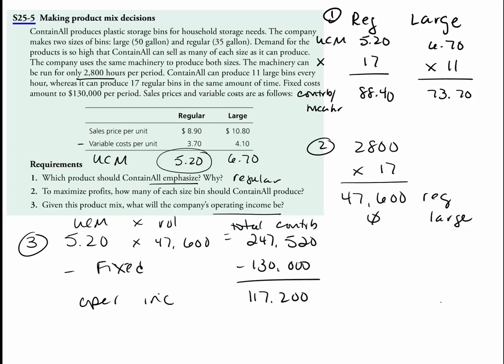You could have done the sales price times 47,600 minus the variable cost times 47,600 minus the fixed cost, but if you've already got contribution, you might as well skip right to that step. And then for the sales mix for a merchandiser, it's exactly the same way, except instead of hours, the constraint would be something like square feet of shelf space, but the process is exactly the same.